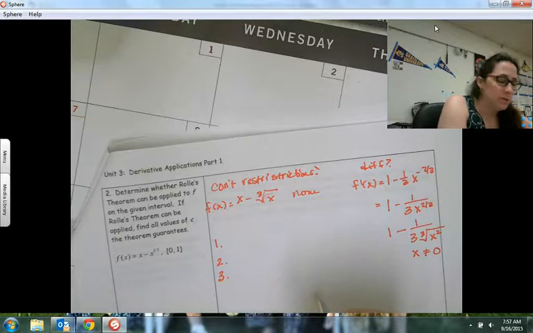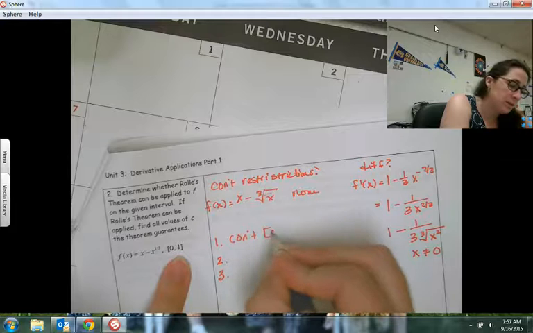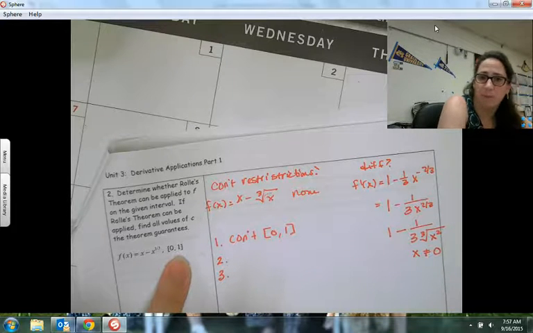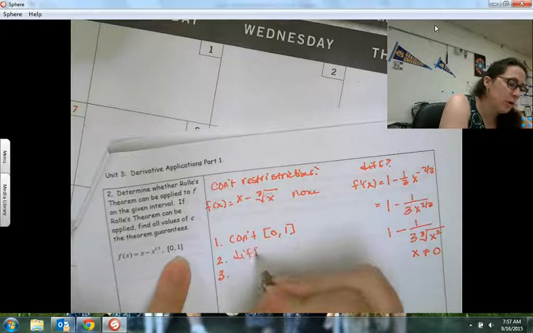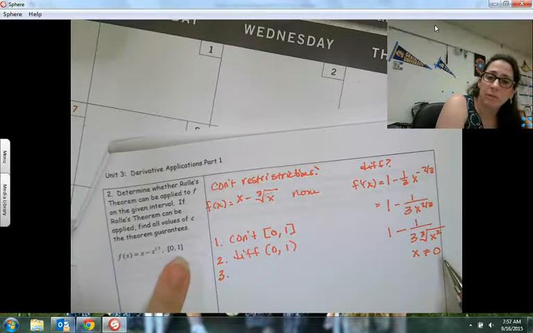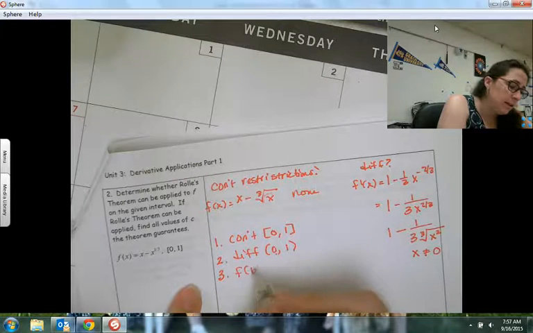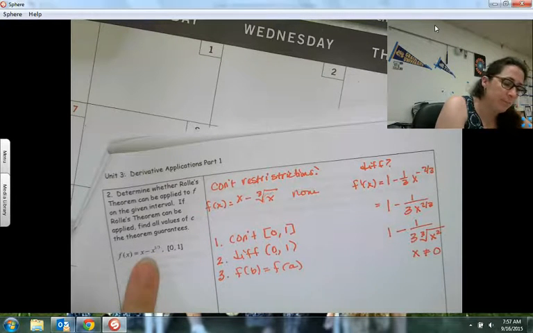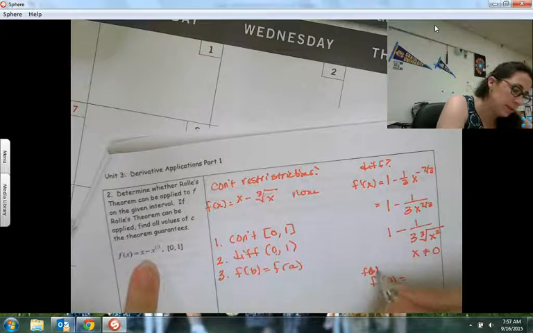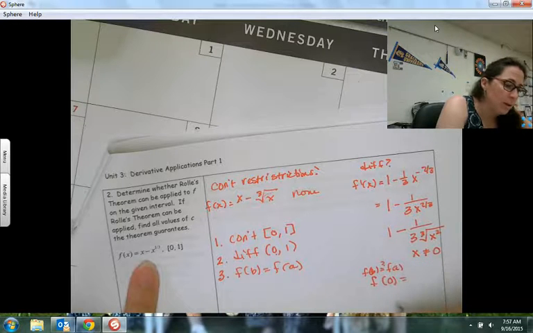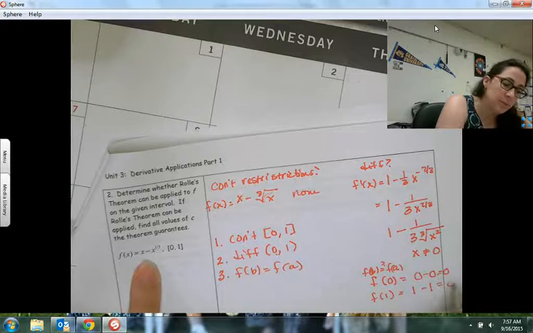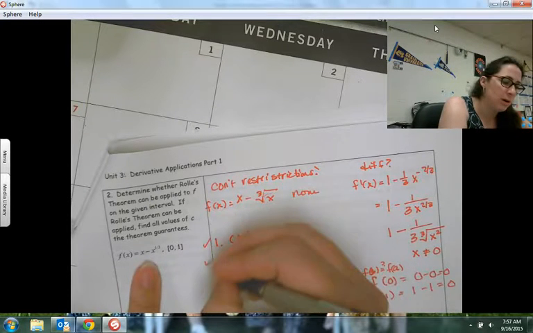Is it continuous on the closed? It sure is, because there's no restrictions at all. It's continuous everywhere there. Is it differentiable on the open? It sure is. The only restriction I have is on the closed part of it, so we're good there. And does f of b equal f of a? Well, let's go find out. F of 0 is 0 minus 0, which is 0. And f of 1 is 1 minus 1, which is 0. So all of those conditions are true.